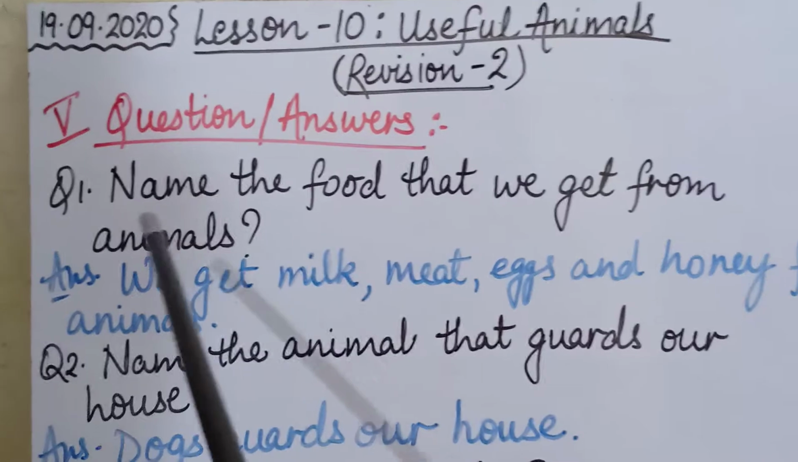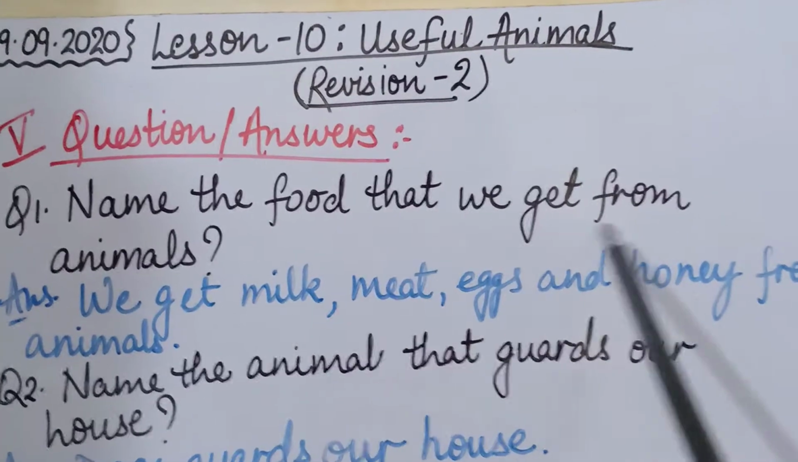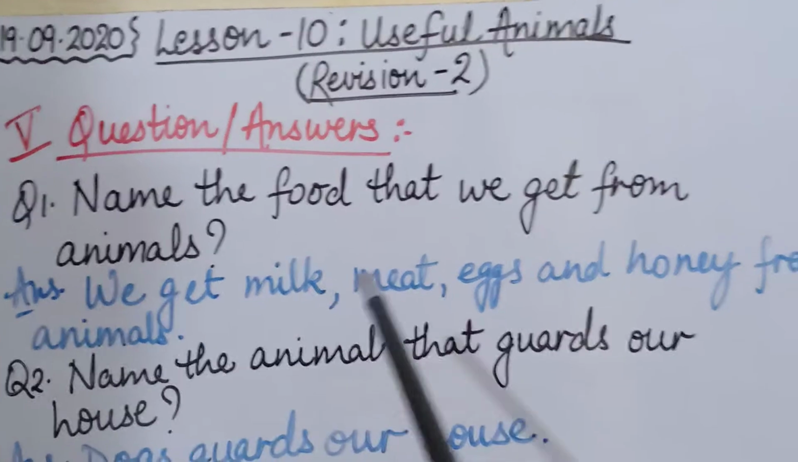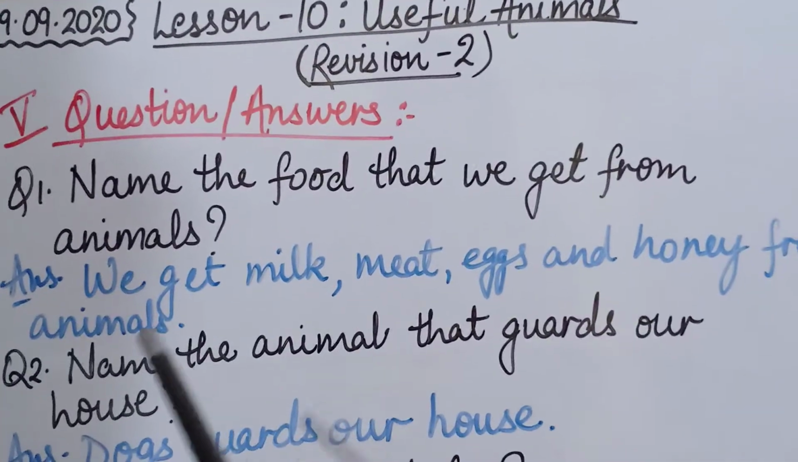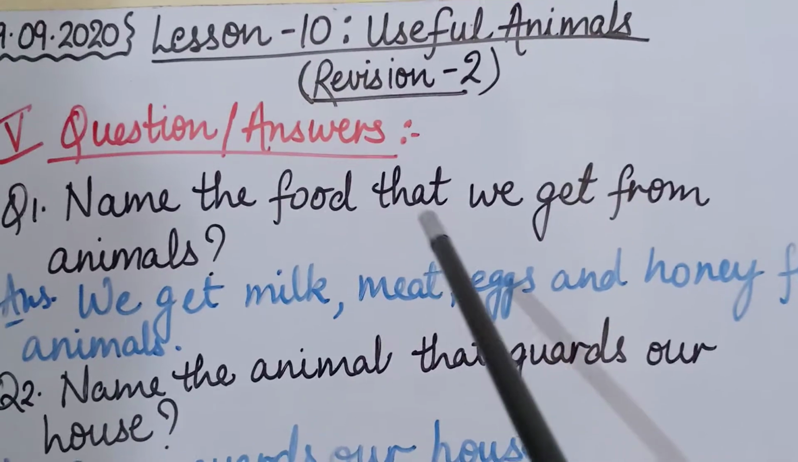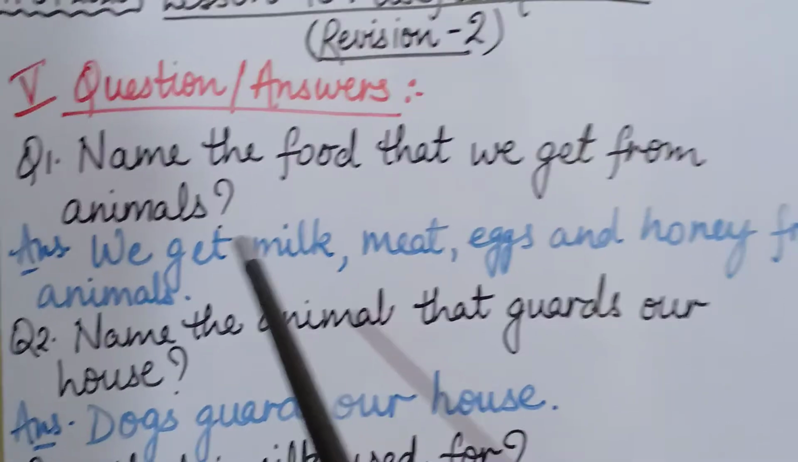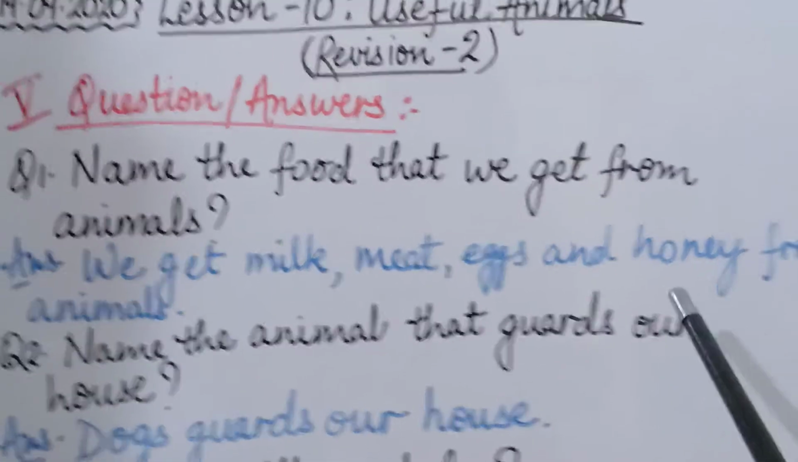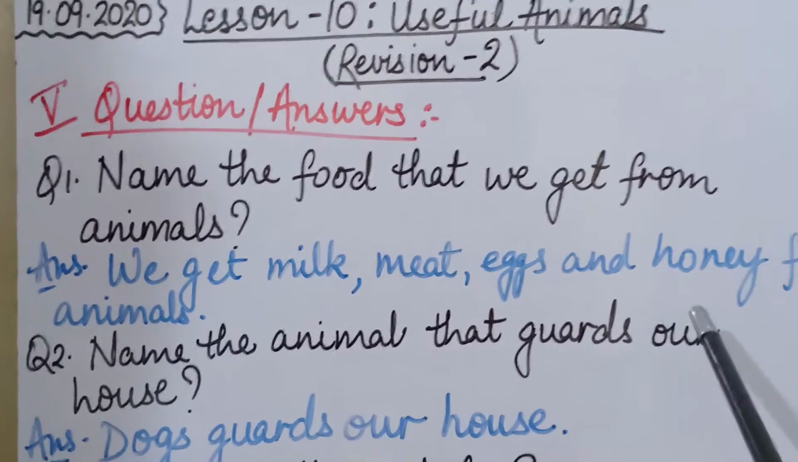Okay, so the first question is, name the food that we get from animals. Answer is, we get milk, meat, eggs and honey from animals. The question was asking that we have to name the foods that we get from animals. So the answer is we get milk, meat, eggs and honey. ये चीज़ें हमें एनिमल्स से मिलती हैं.